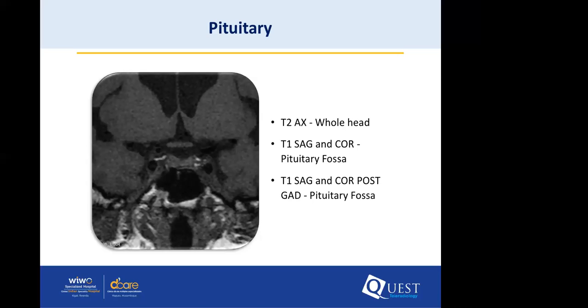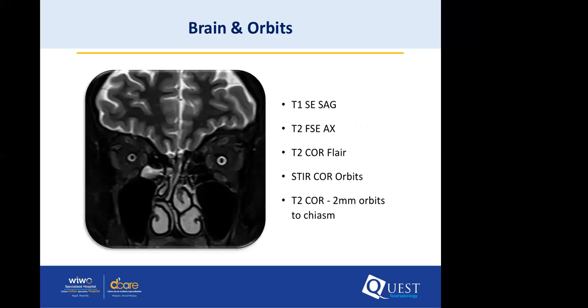So T1 is your key image here. You can get it on a coronal or a sagittal, doesn't matter actually. In fact, I do both of it, but T1 pre and post is your key image in a pituitary.